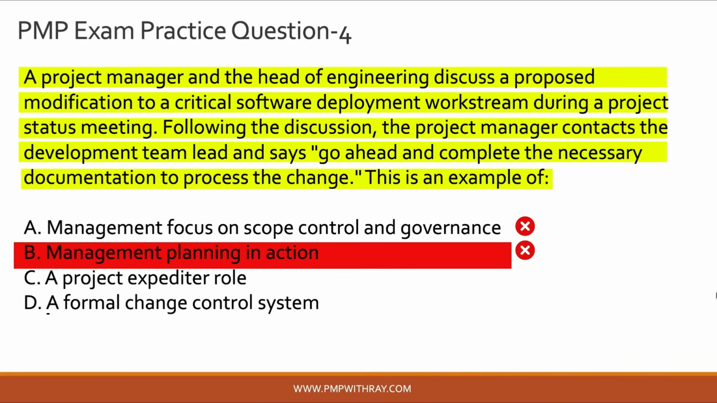Let's look at option D, which says that it's a formal change control system. Now, if you think about it, a change control system is a structured process involving impact assessments, change control boards, documented approvals, which means the entire Perform Integrated Change Control process as PMI advocates in the PMBOK Guide. But what we see here is one person telling another person to fill out paperwork, which is of course necessary, but that's not really a system, right? That's a conversation or a communication. So that is why option D is also incorrect.